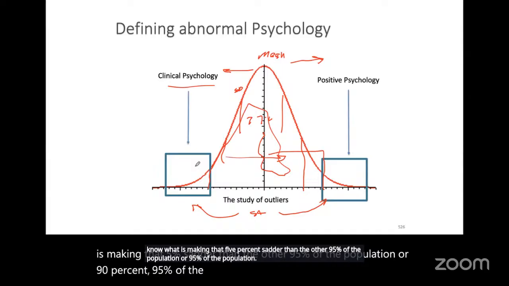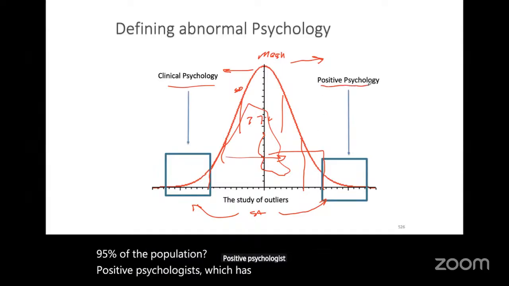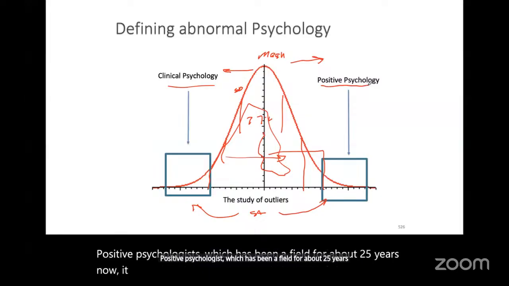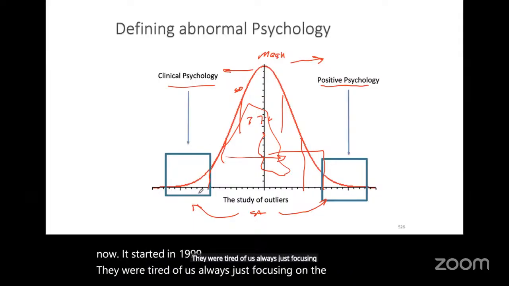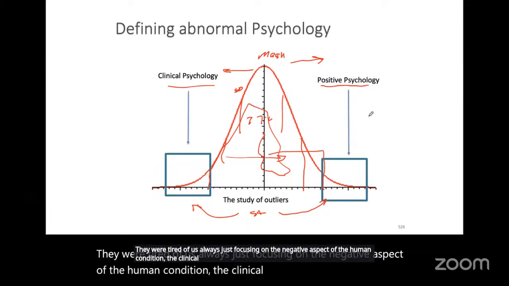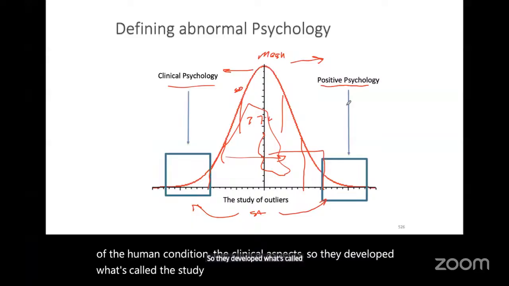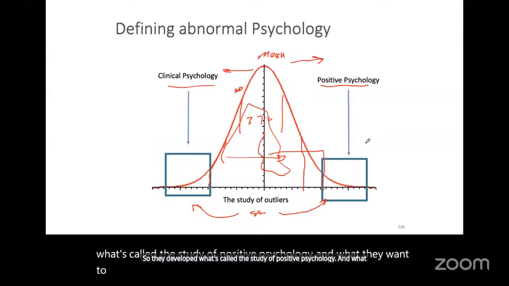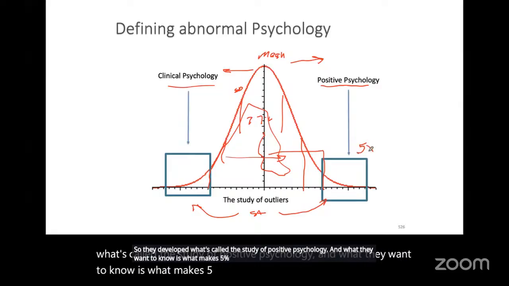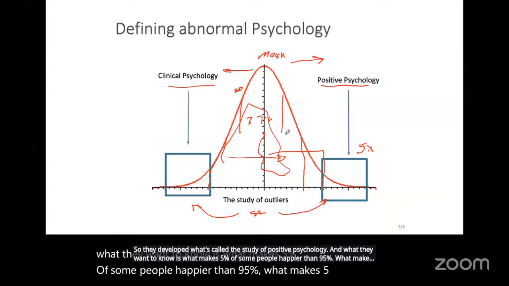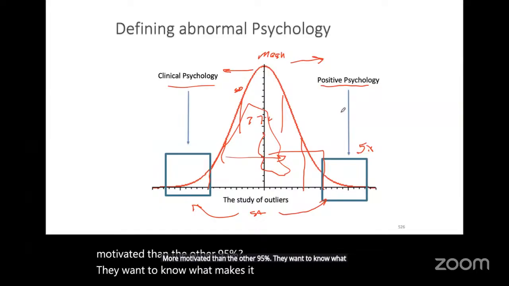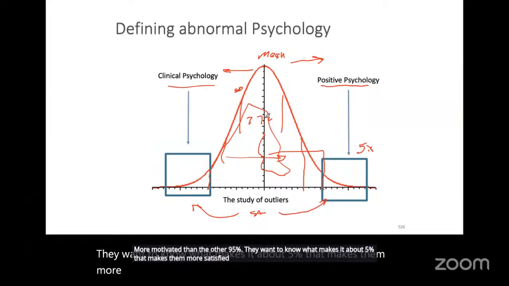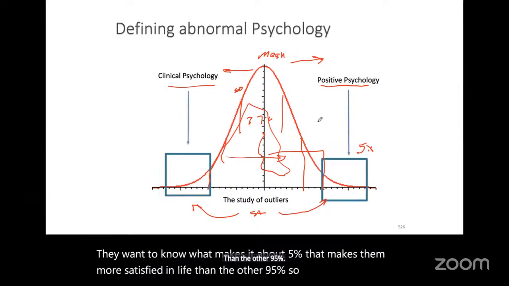Positive psychologists, which has been a field for about 25 years now, it started in 1999, were tired of us always just focusing on the negative aspect of the human condition, the clinical aspects. So they developed what's called the study of positive psychology. And what they want to know is what makes 5% of people happier than 95%? What makes 5% more motivated than the other 95%? They want to know what it is about that 5% that makes them more satisfied in life than the other 95%. So they want to look at it from the other direction.